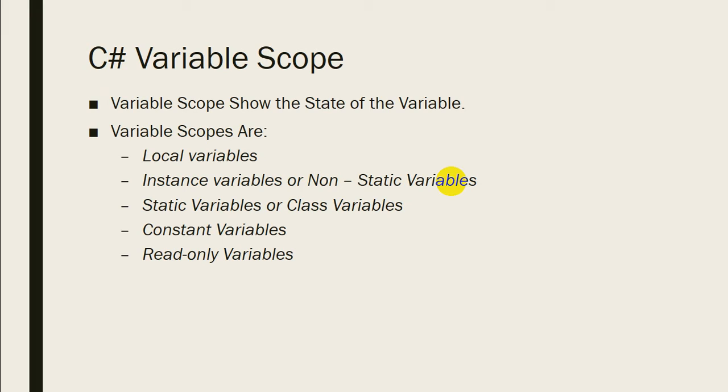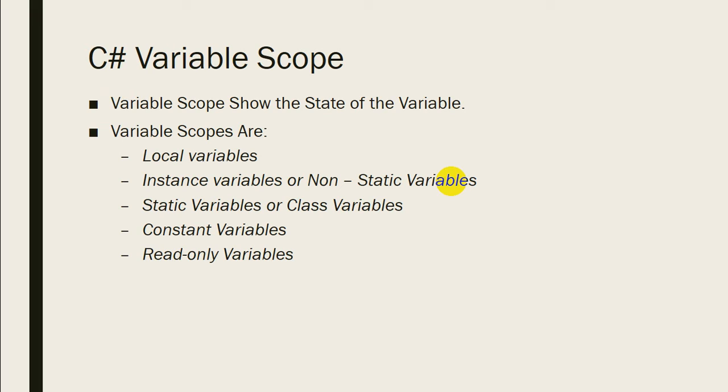And static variables, or class variables: these variables are defined with the keyword static, and it's the same as an instance variable. Both of them are defined inside the class but outside the function. But with the instance variable, we don't write the static keyword, but with the static variable we write the static keyword.